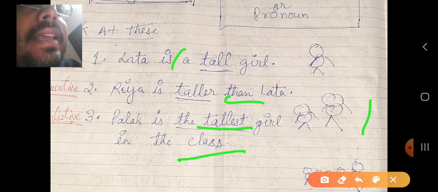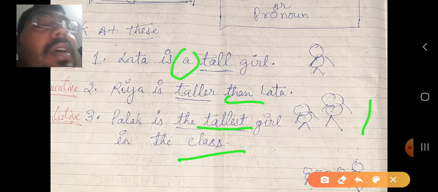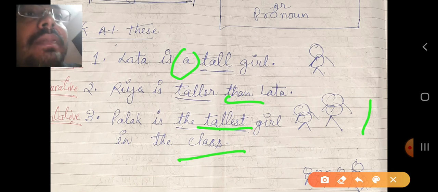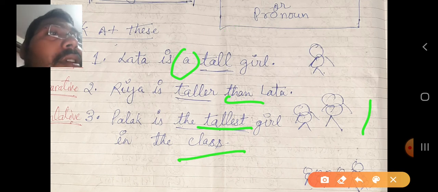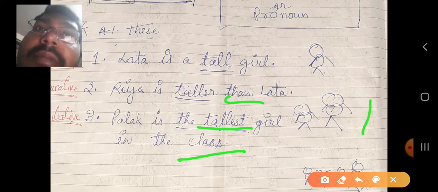And if A or AN comes, meaning only one person is there, then you can easily understand that there we use only the positive degree.